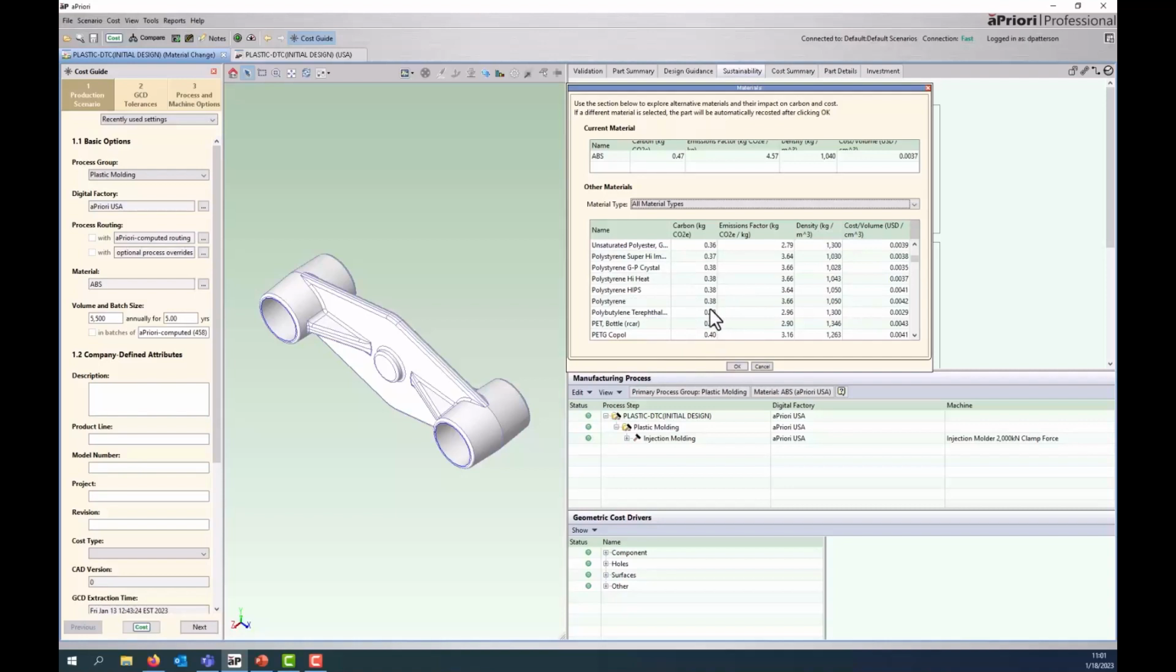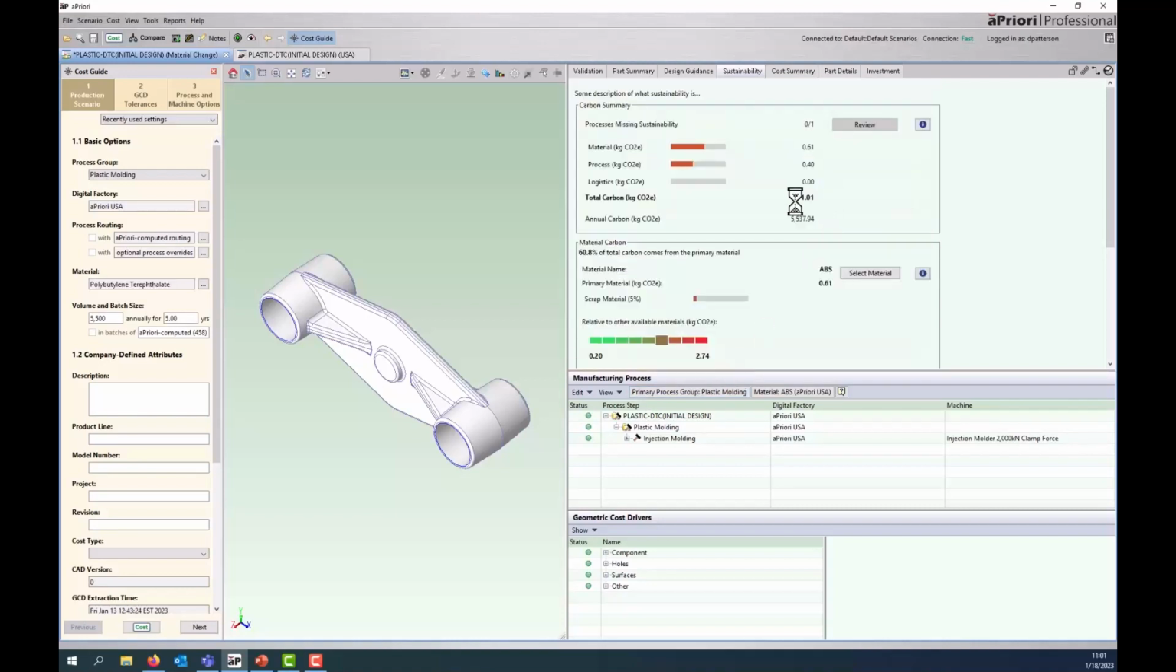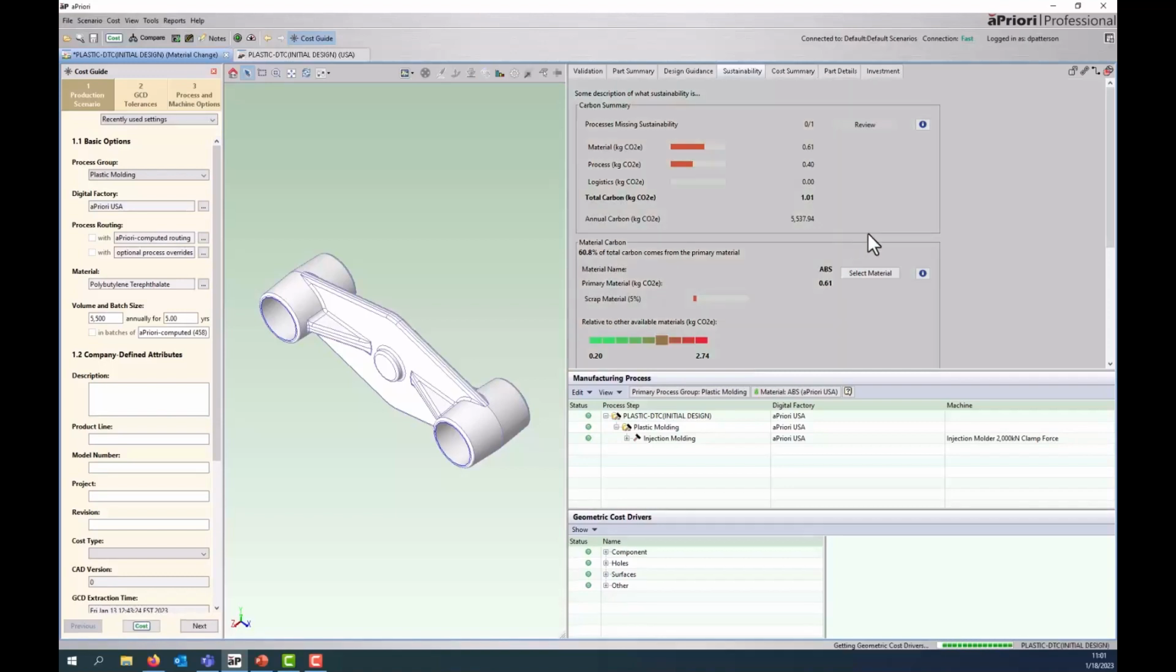So let's find a similar material. For example, here we have a PBT material. It's going to be a similar density, a little bit higher. The cost per volume is going to be a little bit lower. Let's run it with this PBT material and see what that does to our overall carbon. So we were at 1.01 kilograms of carbon. Let's rerun that and see what that does.